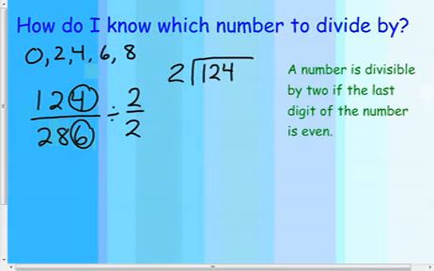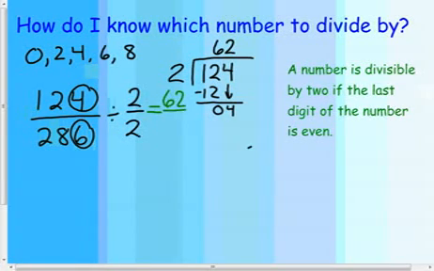So in this case, I'm just going to say 2 goes into 1, does not go into 1. 2 goes into 12 6 times. 2 times 6 is 12. I'm going to subtract. I'm going to bring down my 4. And then I'm going to say 2 goes into 4 twice. So 124 divided by 2 is, let me use a different color here so we can see it a little better, is 62. I'll do another little division problem over here. 286 divided by 2.